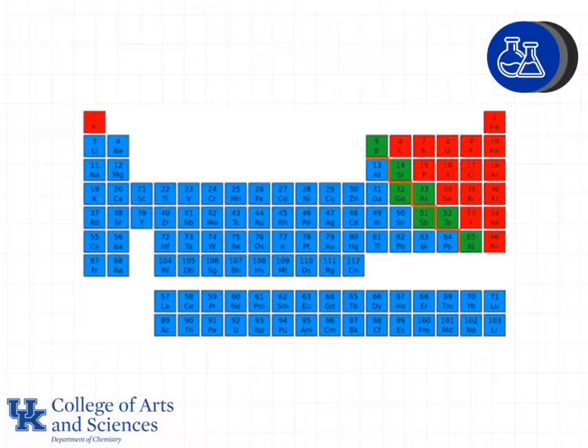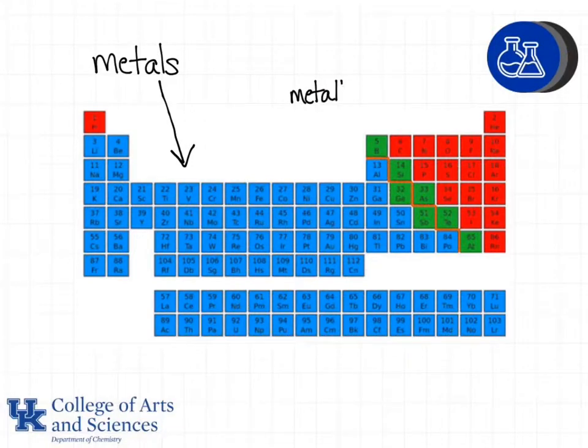The periodic table is arranged in such a way that it groups like substances together. For example, on the left side of the periodic table in blue, with the exception of hydrogen, we have our metals. So notice that the majority of the elements are metals. In the green, we have what are called metalloids. So these are substances which have some properties similar to metals and some properties similar to nonmetals.